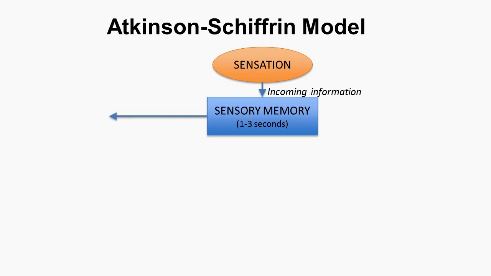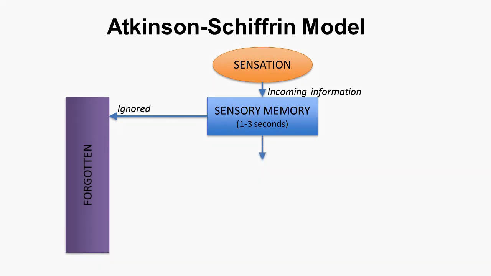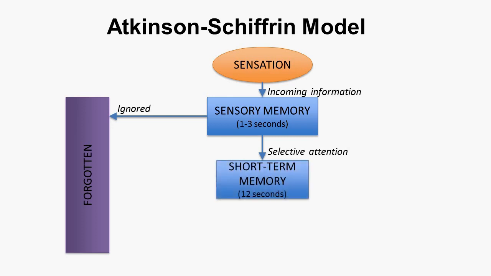Now, by selectively paying attention to certain kinds of information in our environments, we can then transfer that information from this sensory memory to short term. And if we can transfer it to the short term, it'll stick around for about 12 seconds. So you can keep something in your short-term memory for about that long.